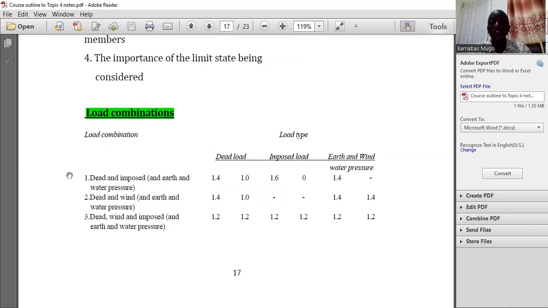So the first combination, as you can see from this table: in the first column we have the load combination, and in the second column we have the load type.